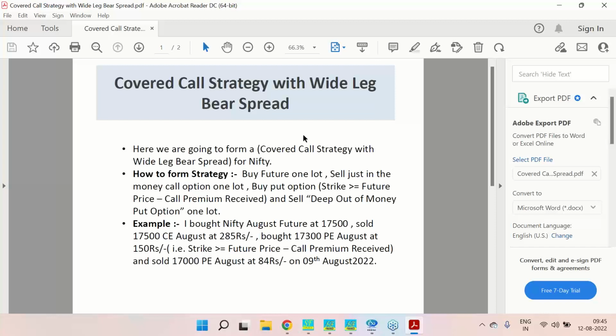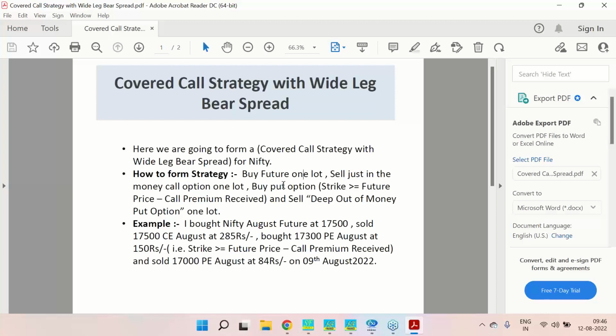Prem here. I'm going to explain the option strategy called the covered call strategy with a wide bear spread. We're going to form this for Nifty, and I'll explain how to form this strategy. First, buy one lot of futures at the current price, and along with that, sell one lot of an in-the-money call option. I'll explain in the demo in our software also, but before that I'll explain all these things.